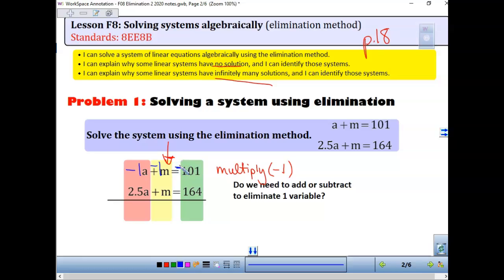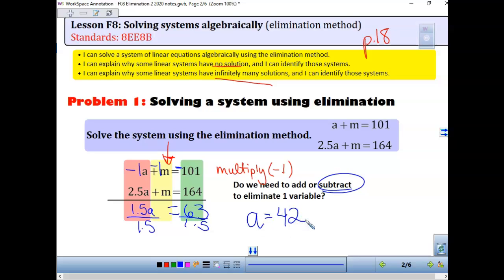Do the addition. 2.5 minus 1 is 1.5a. Negative m, Amy, you right with me? Plus positive m, that's 0m. We're not even going to put a 0, we're just going to leave that blank. Carter, you writing with me? Negative 101 plus 164, or 164 minus 101 leaves me with 63. Please take your calculators if you need to and divide 63 by 1.5. I get a is equal to 42.